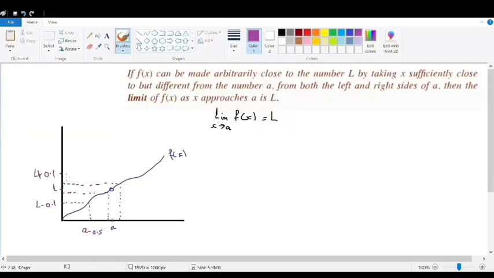And for this one we go here and we see that we cross the graph at this point, and we call this one, for example, a plus 0.5. So whenever you choose any point around L and you find a point around a, we say that the limit exists. Any point close to L, if you can find the corresponding point around a, then we say the limit exists. But if he asks about, for example, L plus some number, and you cannot find any number close to a corresponding to this point, then we conclude that the limit does not exist.